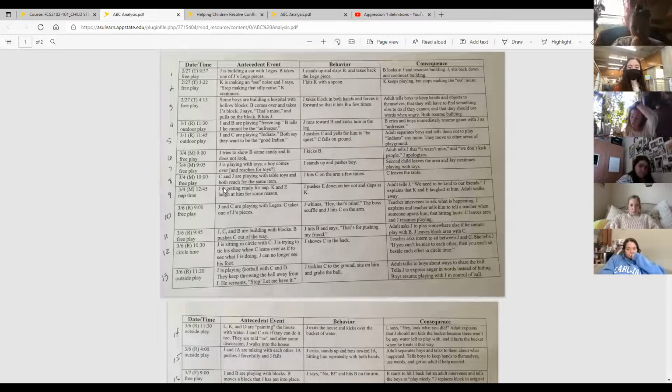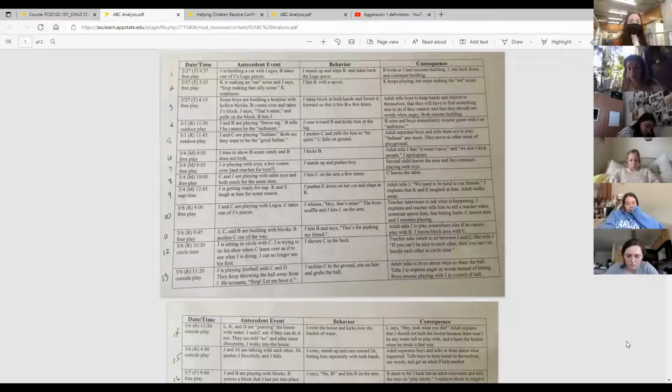Now, there are a lot where my initial reaction is hostile, and then I have to think about, but is it really? So number 2 is an example of this. K is making a noise and J says, stop making that silly noise. K continues. J hits K with a spoon. What's your initial reaction? Hostile. Hostile, because the intent seems like it's just to hurt K.